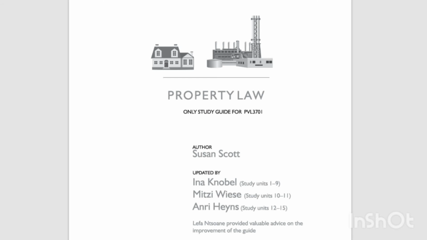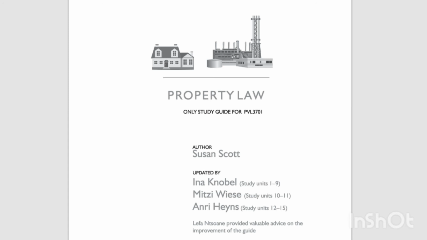A personal servitude here is the road over Palang, the servient tenement, registered in favor of S in his personal capacity. Only S can exercise the servitude. And the land servitude is the road over Palang, the servient tenement, registered in favor of Highlands, the dominant tenement. Any owner of Highlands can exercise the servitude.